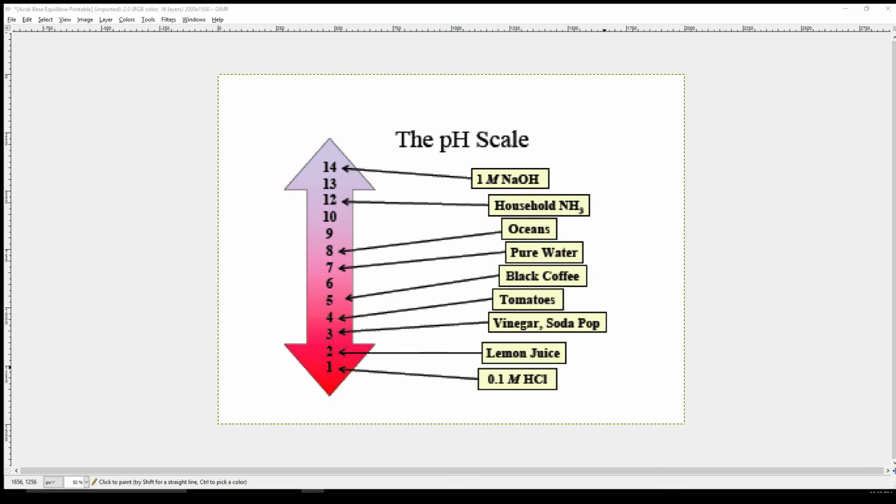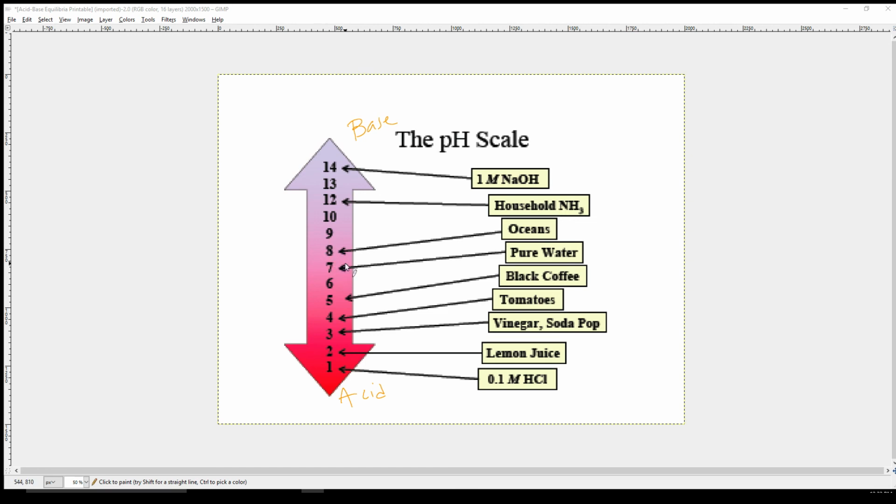And finally, we'll end with a pretty little gradient that shows us our pH scale. Strongest base up here, bases. These are our acids. The strongest one is sodium hydroxide up here. Then we have our ammonia. Then we have our oceans. Oh, look at that. Our oceans are slightly basic.